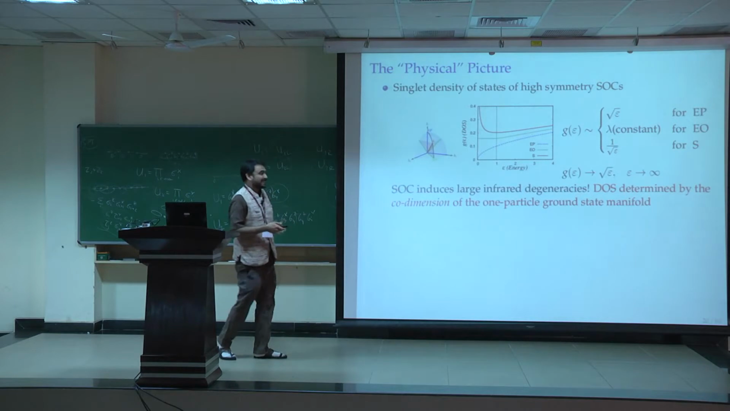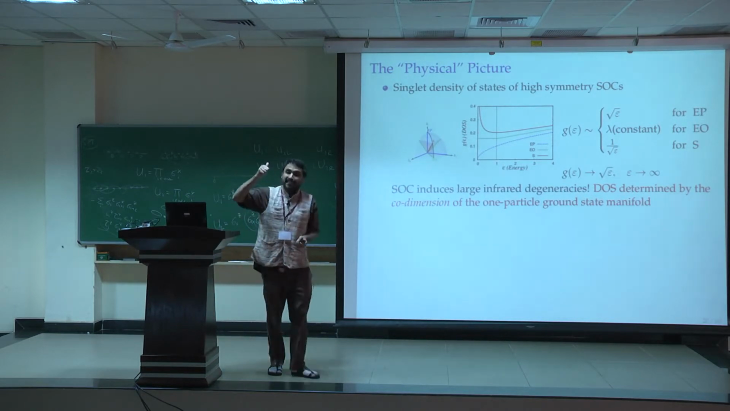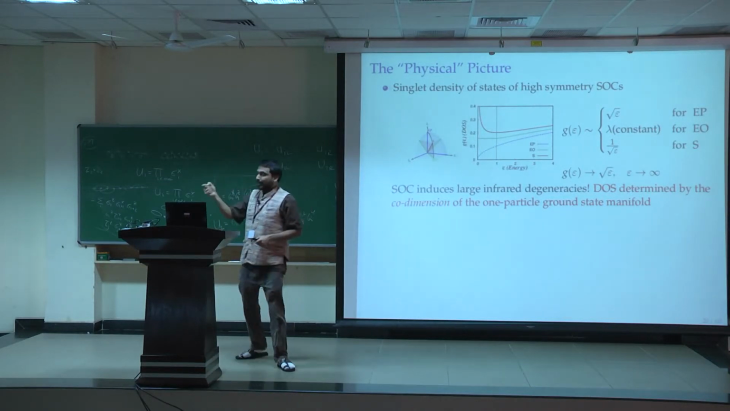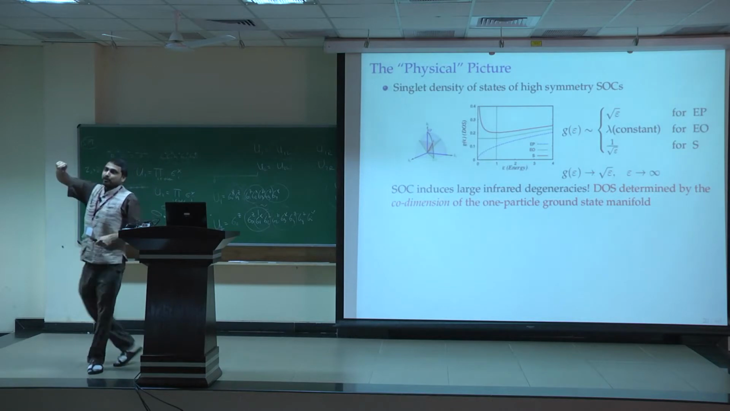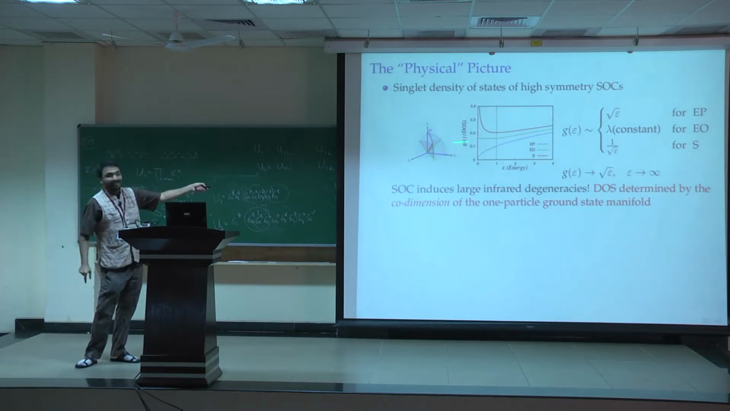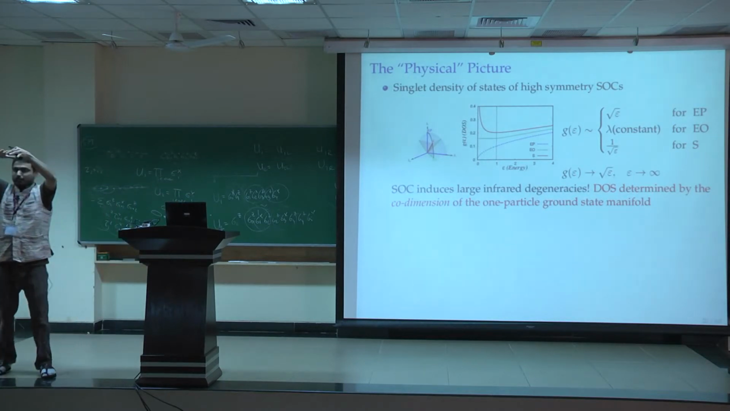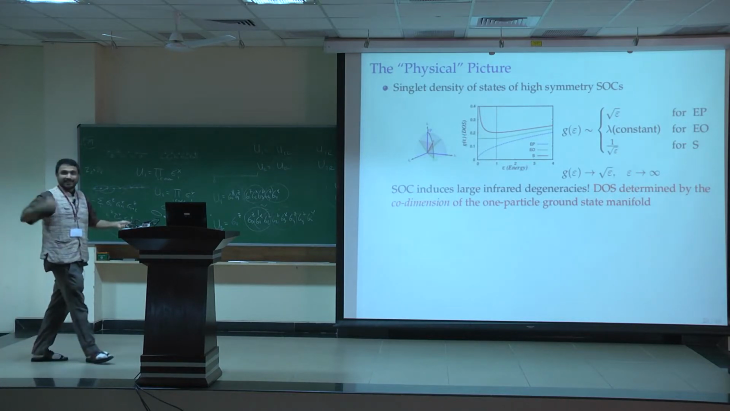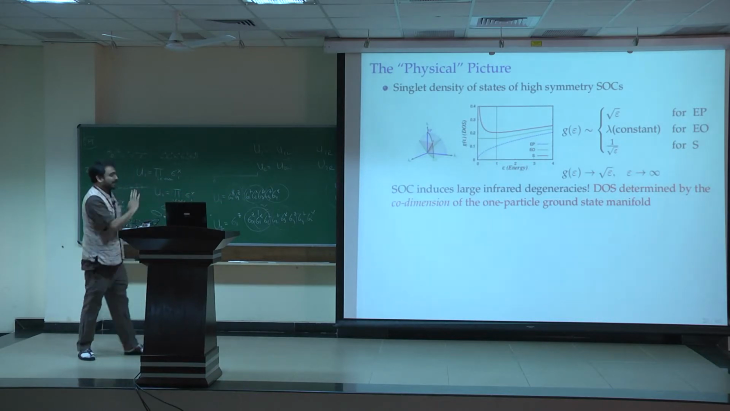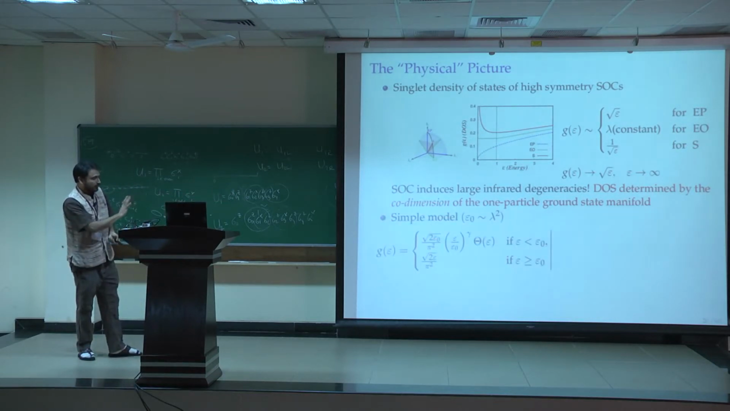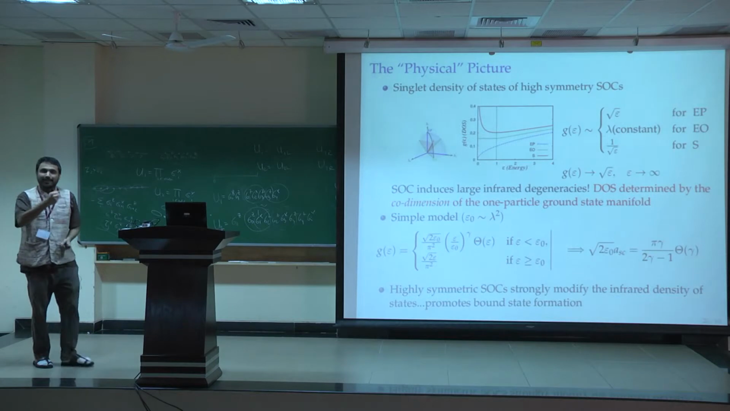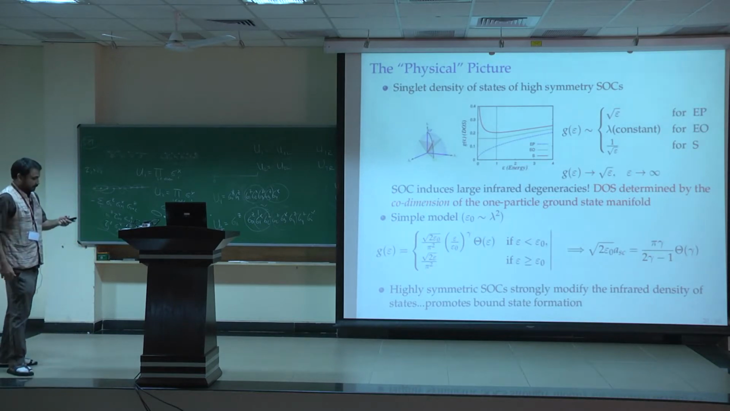So the final message here is that the infrared density of states is determined by the codimension of the one particle ground state manifold. For example, if I have Rashba, then the ground state manifold is a ring, so the codimension is 2, and therefore I get the constant density of states in the infrared. If I have the spherical gauge field, the one particle ground state manifold is a sphere in momentum space of radius lambda, and its codimension is 1, and you get 1 over square root E. And just by observing this, you can reproduce all the results of the two-particle problem by making some model density of states, and so on. So this is the physics of why you get enhanced binding in these systems.